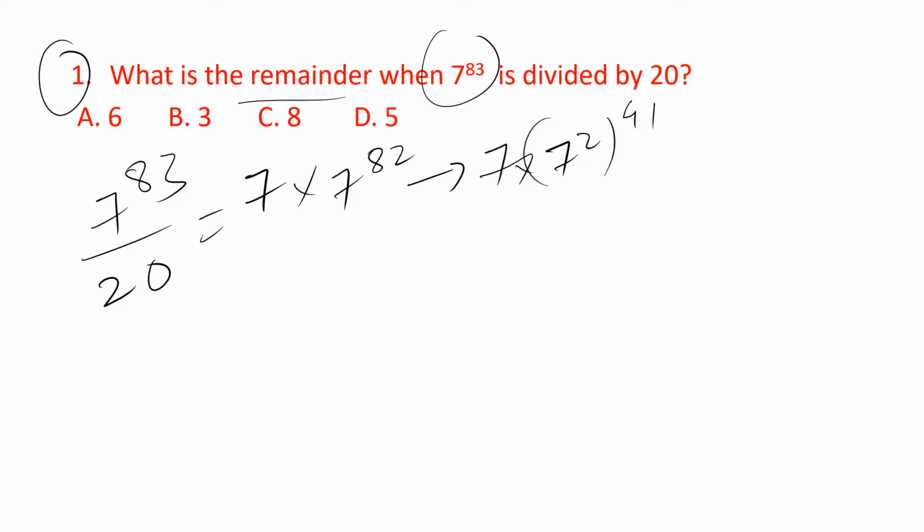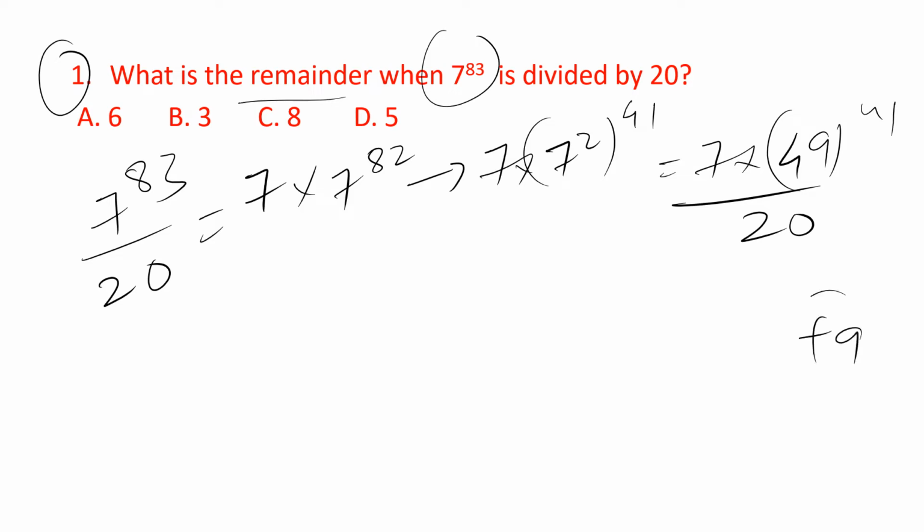So why have I written 7 square? Because 7 square can be written as 49, so 49 power 41 divided by 20. When 49 is divided by 20, the remainder is 9. So I can write it as 7 into 9 power 41 divided by 20.